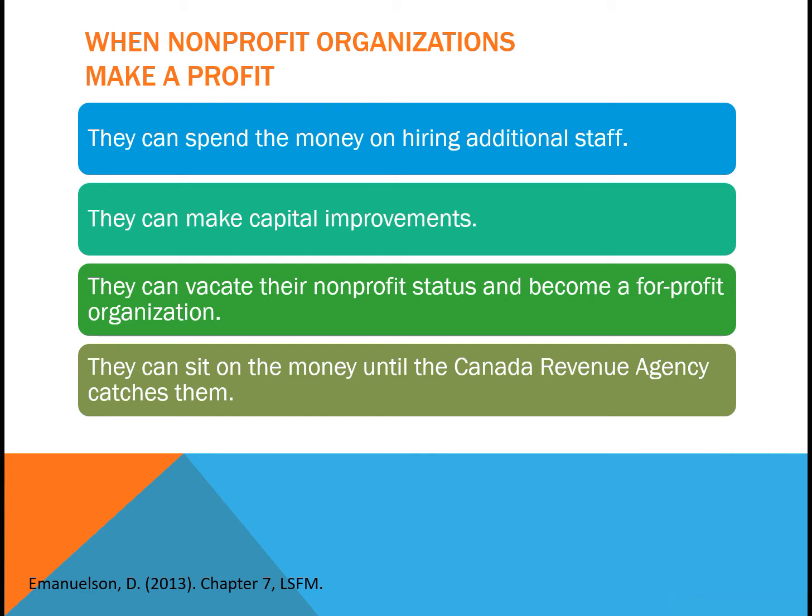So what happens then when a not-for-profit organization makes money? Well, they make a profit. They're not allowed to keep it. Well, they can spend the money on hiring additional staff, for example, growing it a bit. They can make capital improvements like renovations to a building or purchasing of a new building or land or equipment. They can also vacate their not-for-profit status. There are not-for-profit organizations that ended up becoming for-profit.